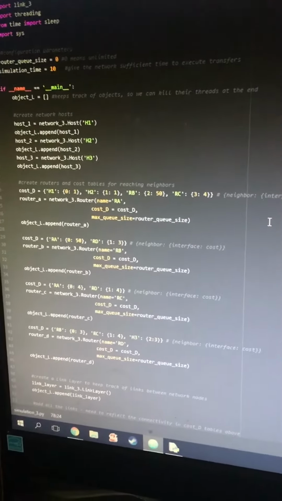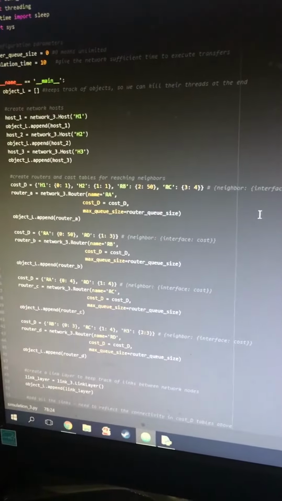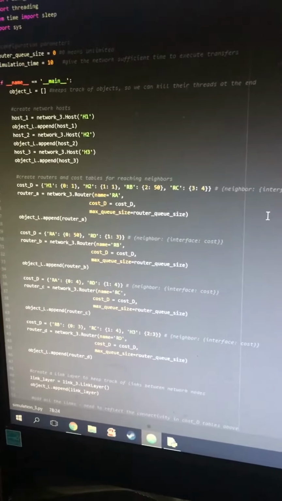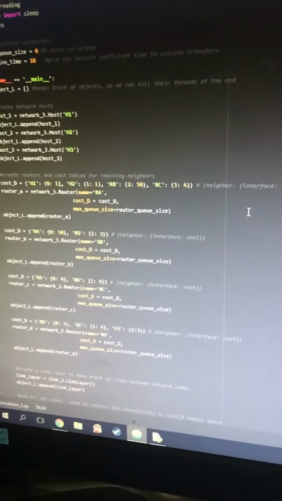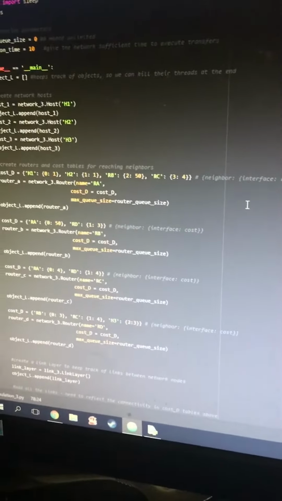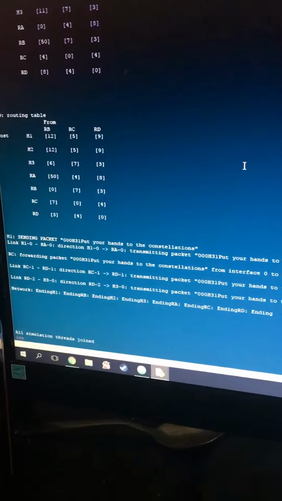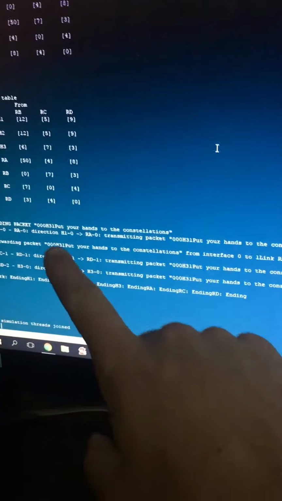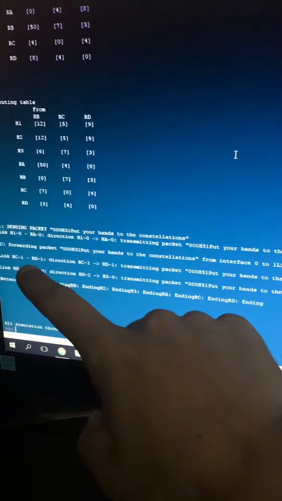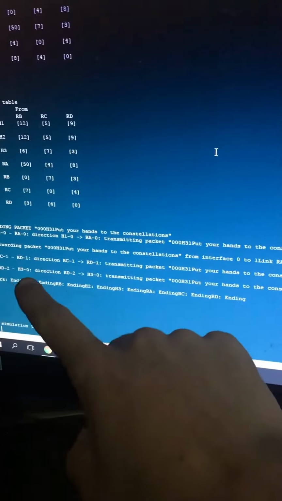So here we have our network set up, and I decided to make it very obvious what the longest path would be or what the shortest path would be. So I made the cost for router B to be 50. So clearly it's going to avoid that when we send our packet, which it does. We send "put your hands to the constellations," and it goes from router A here to router C to router D, and then to host 3, and then host 3 receives it right here.